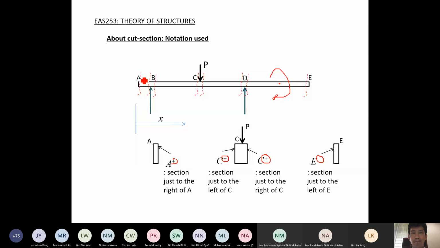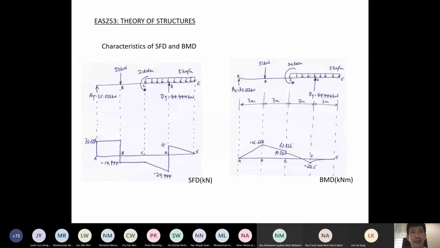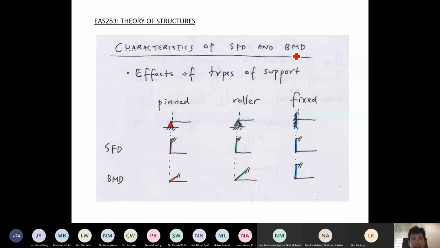Okay. Now, this is about the characteristics of the shear force diagram and bending moment diagram. This is the point that I have pointed out just now. You have to be familiar with these characteristics so that you can judge that the shear force diagram and bending moment diagram drawings are reasonable and correct. So the first thing is the characteristics, which means the shape of it. Effect of type of support first. So we have pin support, roller support, and fixed support.